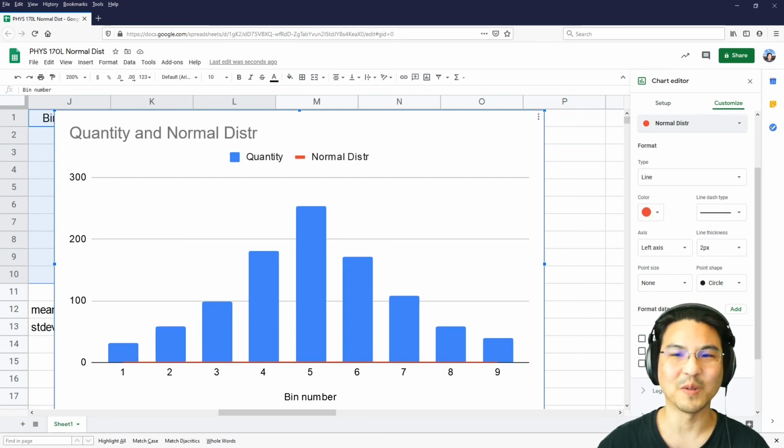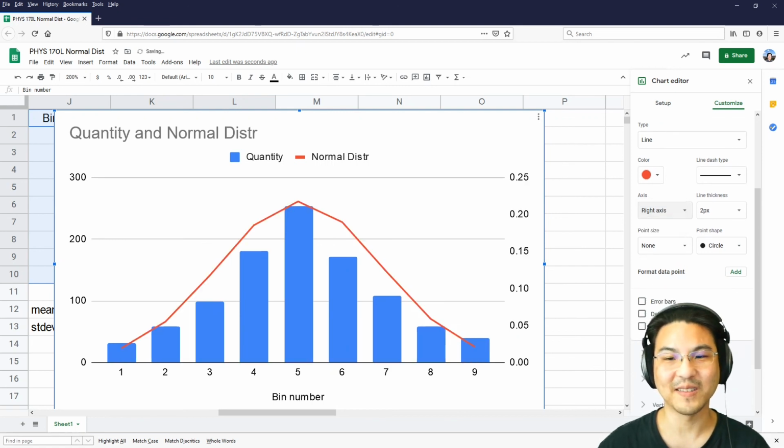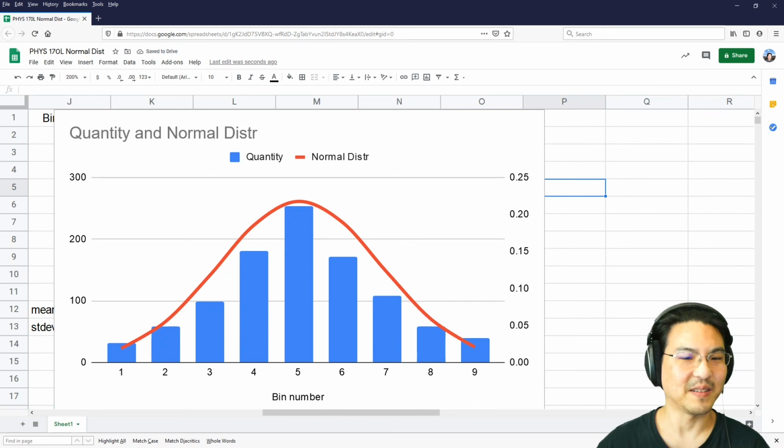And then for the normal distribution, I want it to be a line. The problem is the numbers are so small. So what I can do is I'll put these numbers on another axis. So you see here axis, I can move that to the right axis. So see how the scale is different. But really we're just after that shape. And I'm going to make the line a little bit thicker there. And I can smooth it out here under chart style. See here, it's smooth. Oh, that looks better, right? Okay, and then that's it. You're good. You can take this graph, paste it in your lab report.